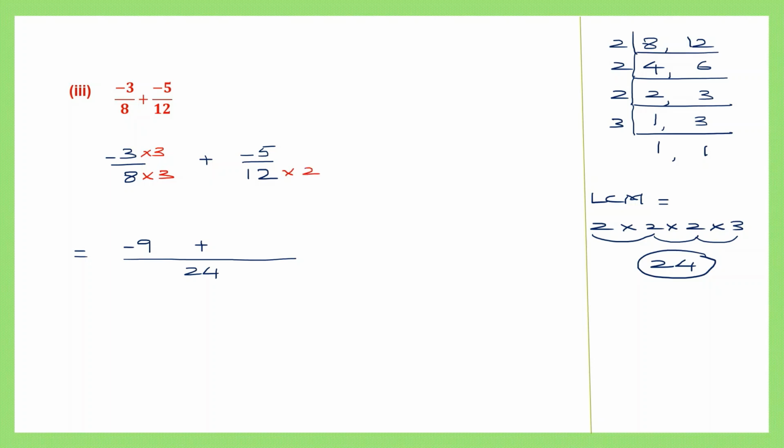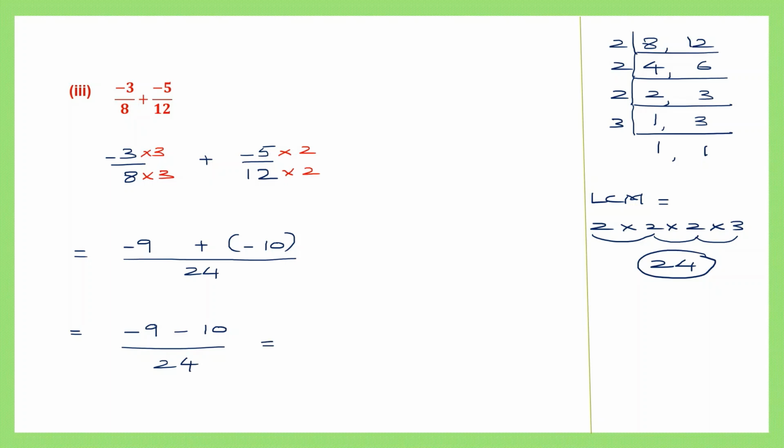12 twos are 24, so multiply minus 5 also by 2. Minus 5 into 2 is minus 10. So let me put brackets here because we have a plus sign there. Now here what do I have? Minus 9, and because I have the plus sign, when I remove the brackets, I can put the same number with the same sign here. So now it is minus 9 minus 10 by 24.